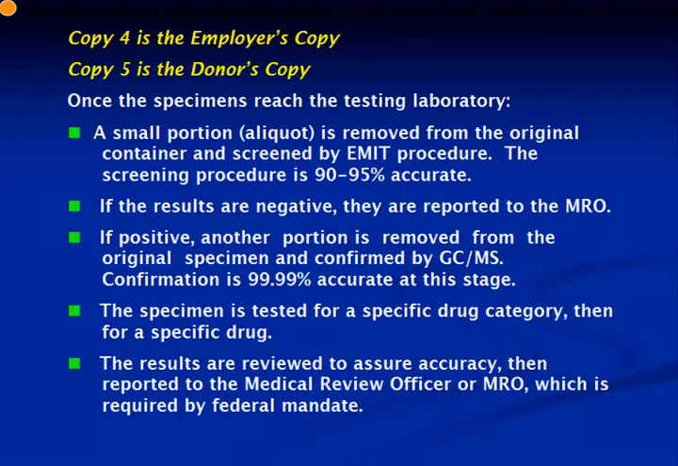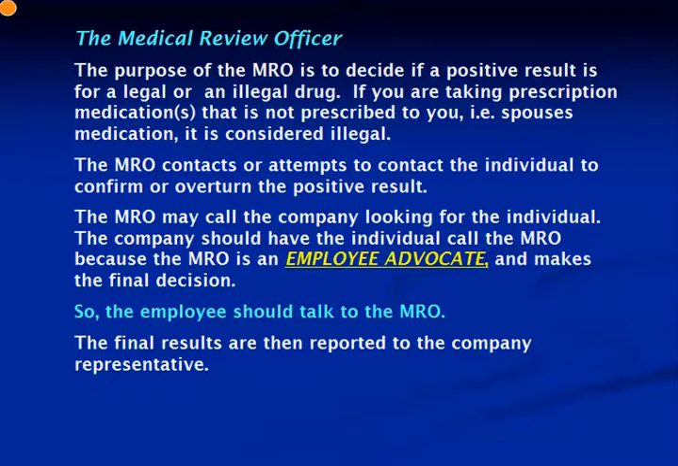The specimen is tested for a specific drug category, then for a specific drug. The results are reviewed to assure accuracy, then reported to the medical review officer, or MRO, which is required by federal mandate. The purpose of the MRO is to decide if a positive result is for a legal or an illegal drug. If you are taking prescription medicine that is not prescribed to you, in other words, spouse's medication, it is considered illegal. The MRO contacts or attempts to contact the individual to confirm or overturn the positive result.